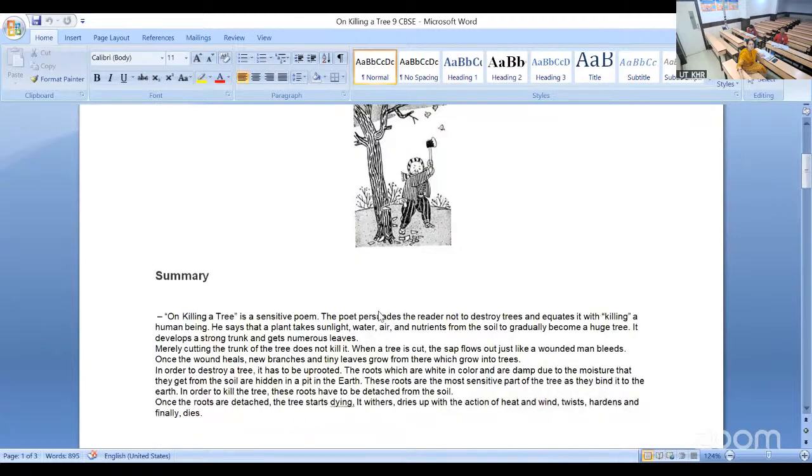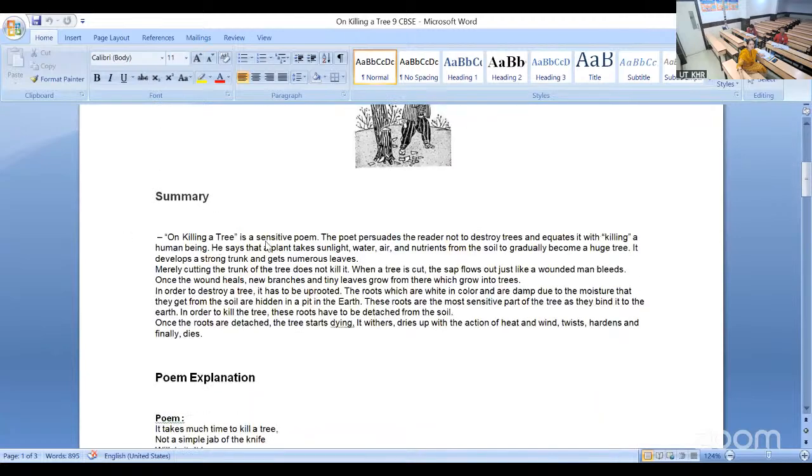See there, summary. So summary here: On Killing a Tree is a sensitive poem. The poet persuades the reader not to destroy trees and equates it with killing a human being. It takes much time to kill a tree, not a simple jab of the knife.